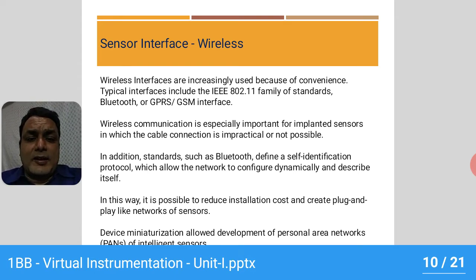That means whenever there is a problem, or whenever it is not practically feasible to connect the sensor to the processing module, then in such scenarios or environmental conditions, we use wireless interfaces. In addition, standards like Bluetooth define a self-identification protocol which allows the network to configure dynamically, and it can be used for fetching measurement data. Hence, in this way, it is possible to reduce installation cost and create plug and play like networks of sensors.